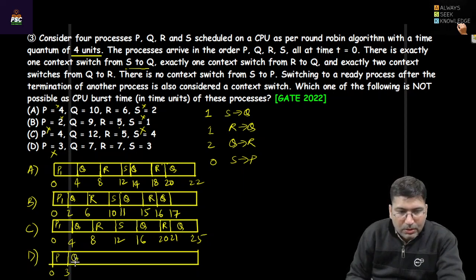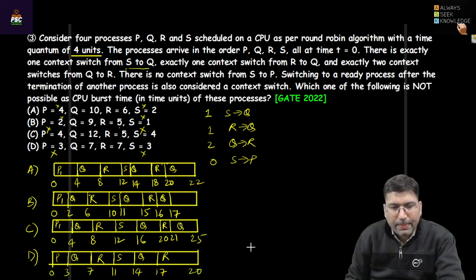Then Q will consume next 4 cycles, so that means till 7. Then R will consume next 4 cycles, so let's say till 11. Then S will consume next 3 cycles, so let's say till 14. S is also over. Then Q will again consume next 3 cycles, so let's say till 17. And then R will consume remaining 3 cycles, so let's say till 20.